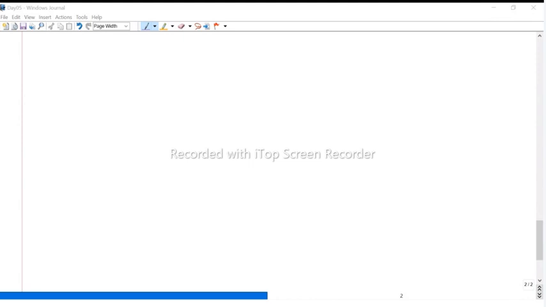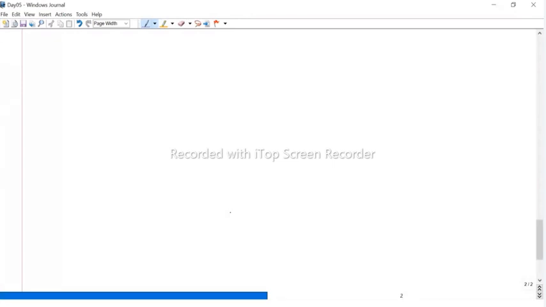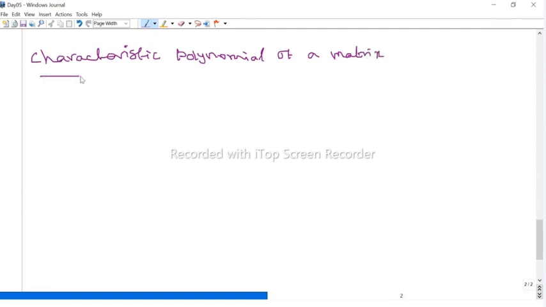Characteristic polynomial of a matrix. So if a matrix is given, we can associate a polynomial. That polynomial is called the characteristic polynomial. So what is that? Suppose A is a square matrix. Suppose A is an n by n matrix.